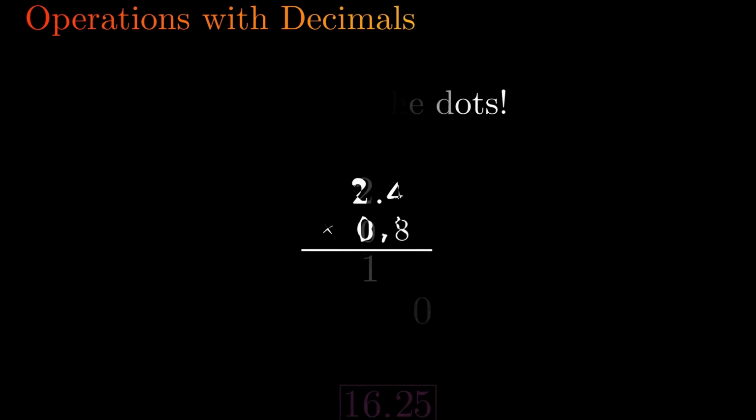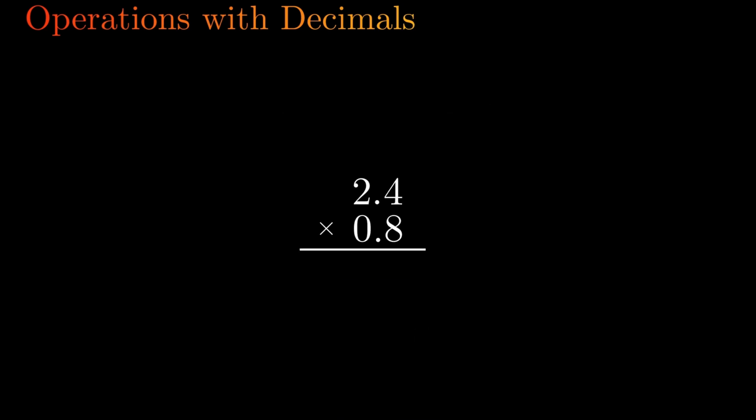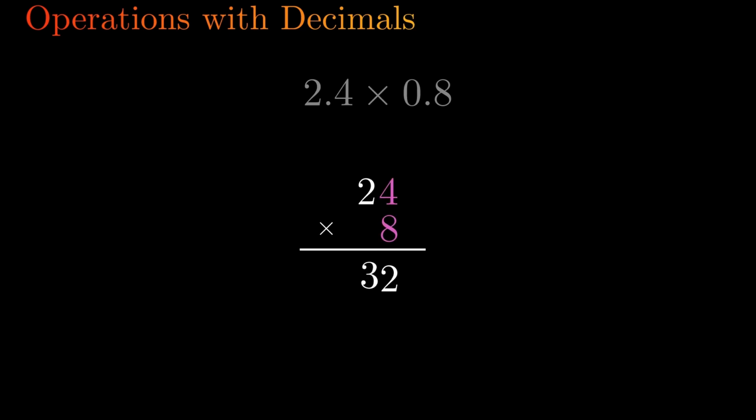For multiplication, the rule is simple. Ignore the dots until the very end. Pretend they aren't even there. Just treat the numbers like standard whole numbers. We aren't multiplying 2.4 times 0.8. We are multiplying 24 times 8. 8 times 4 is 32. Write the 2 and carry the 3. Next, 8 times 2 is 16. Add the 3 we carried, and we get 19. So our temporary answer is 192.